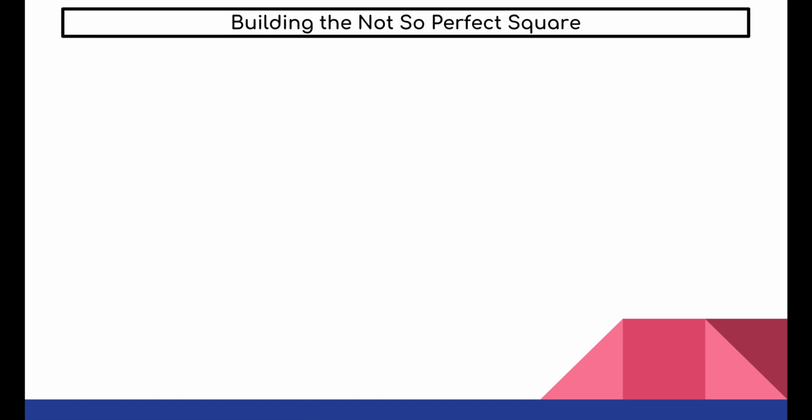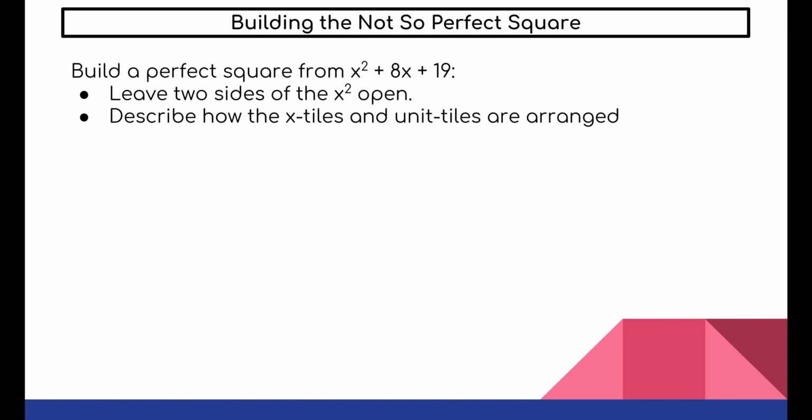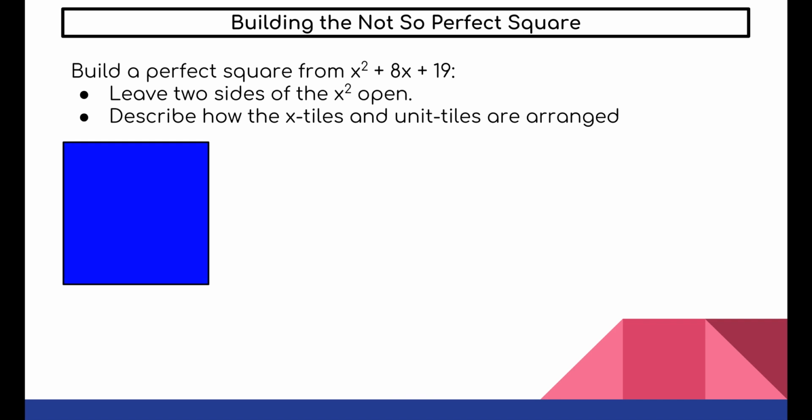Let's take a look at another example. If we were in class looking at students, it would now be okay to say to them, this one's not going to be a perfect square. But we'd still say try to build the perfect square as best as you can for x squared plus 8x plus 19. We'd start the same way with our square tile and extend it out.